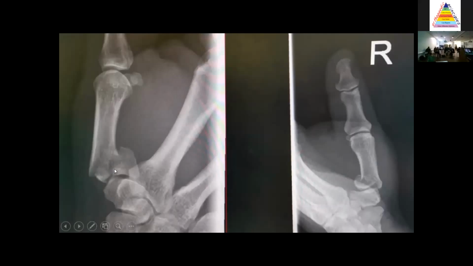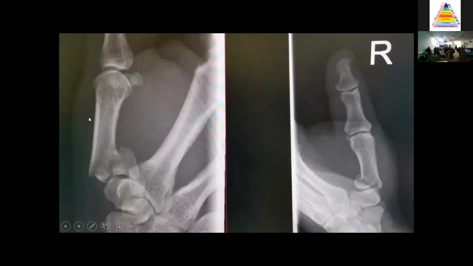Okay. So you mentioned Bennett's and Rolando's. What's the difference between them? Bennett's is just a single intra-articular fragment. Rolando's has a Y kind of thing. Yeah. Rolando, not Ronaldo. He's the one who's on multi-millions every week. So don't get them mixed up.